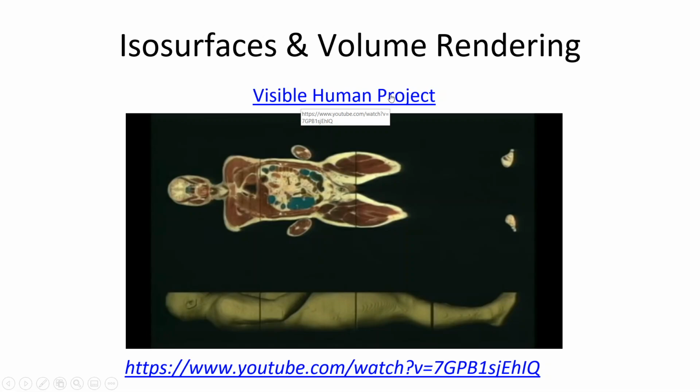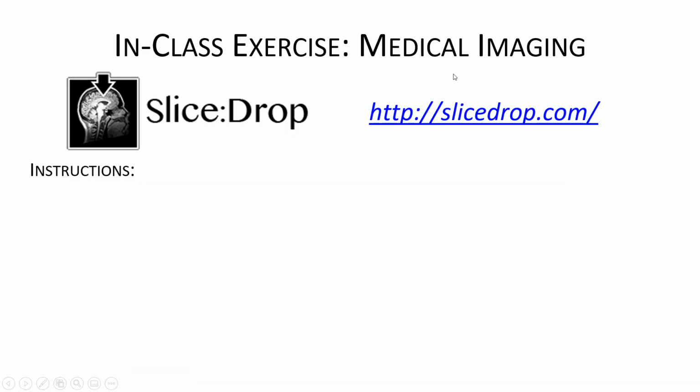So the Visible Human Project allows you to examine a human. You can do slices of the human. You can actually look at individual things. You can change how the contouring is actually working. These are the YouTube videos for it. Hopefully we have, there you go, slicedrop.com for medical imaging. And then I would like you to have a look at a healthy human brain.